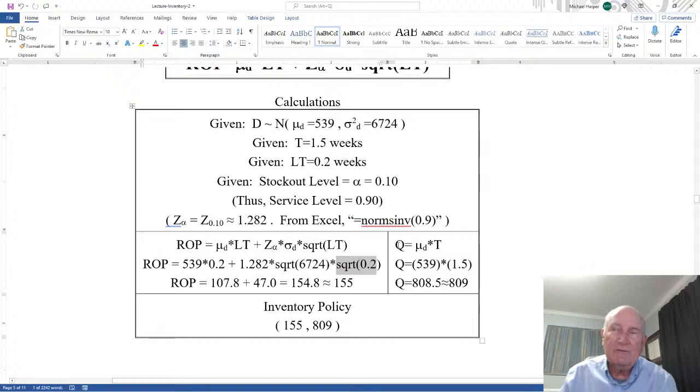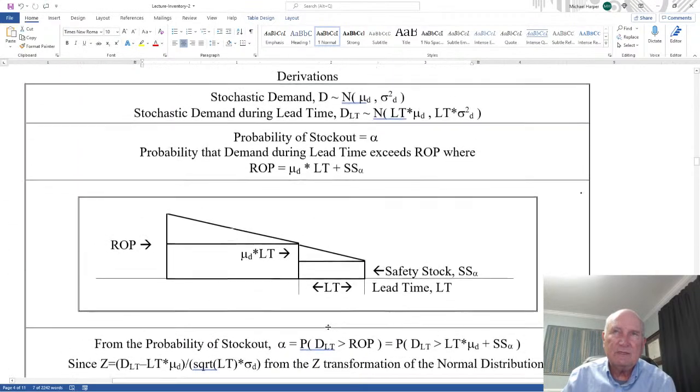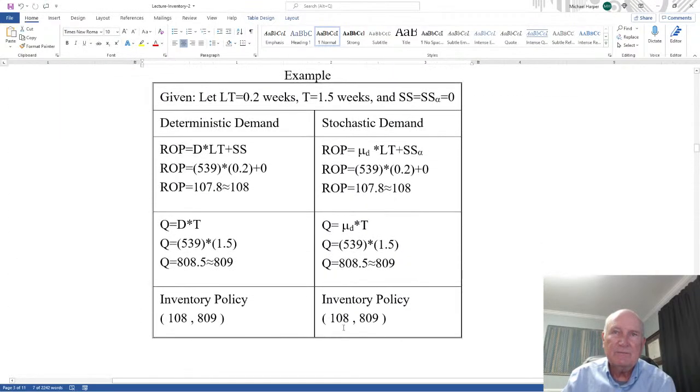Okay, over here on the lot size Q, we have the inventory period of 1.5. We have 809. And so we add this together, we have 1.55, we have 809, and there's our inventory policy, our ROP is 155,809. Now I want to compare this before we move on with the deterministic. Let's come back up here to deterministic. Notice my deterministic was 108,809.